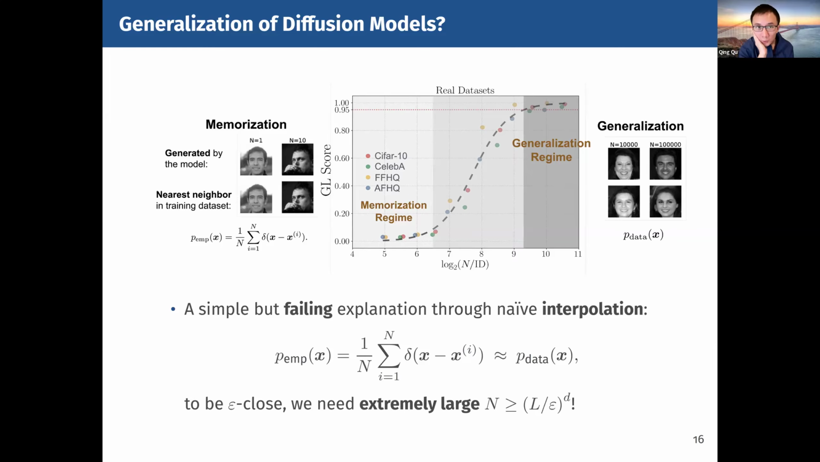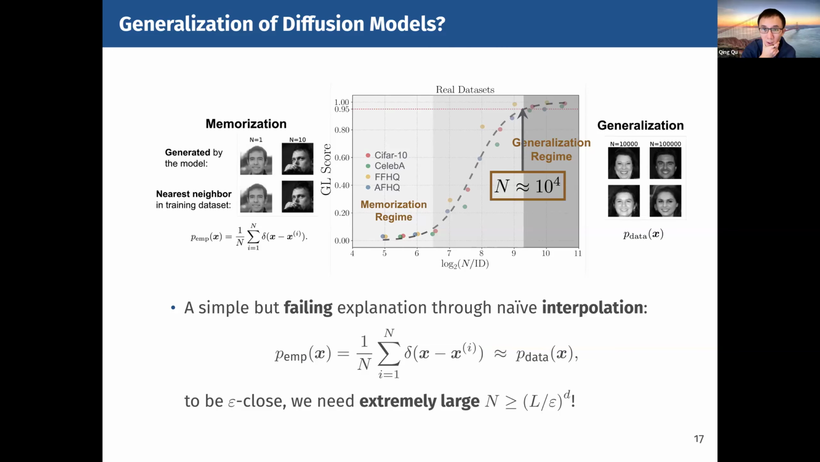If you want to understand generalization, a very simple explanation of why it happens is that if your number of training samples increases, and you make n go to infinity, then this empirical distribution will eventually approximate the underlying distribution of your data. And if you want this approximation to be epsilon close, unfortunately, the number of training samples you need will grow exponentially in terms of the dimension of your data. Here, D is the number of pixels in your images, which can be very, very large. So through this very simple argument, you will run into the curse of dimensionality, which is very common in high-dimensional learning problems.